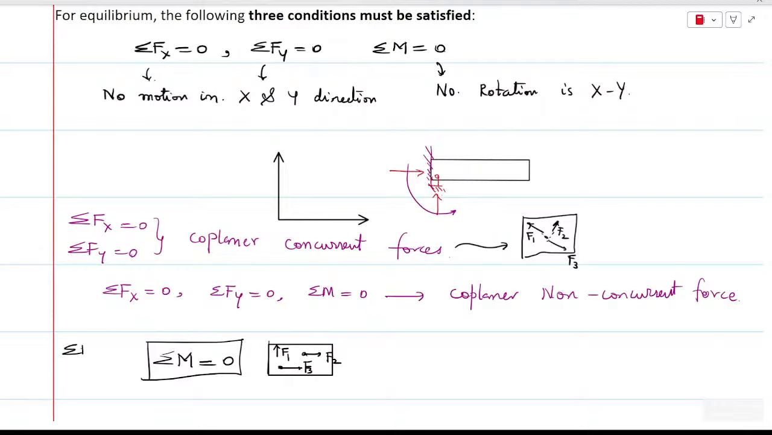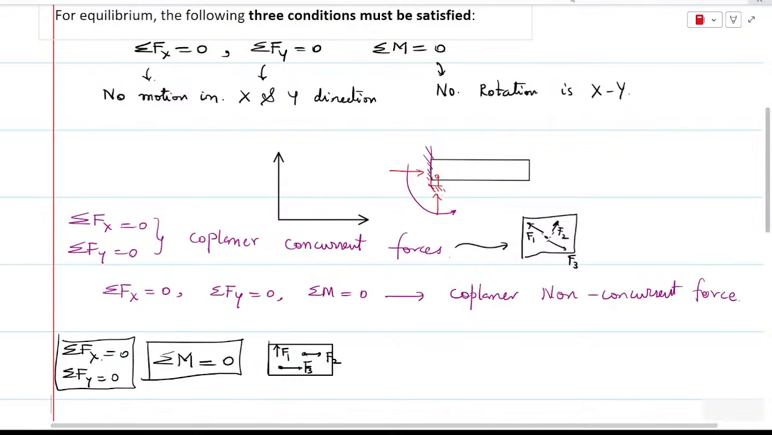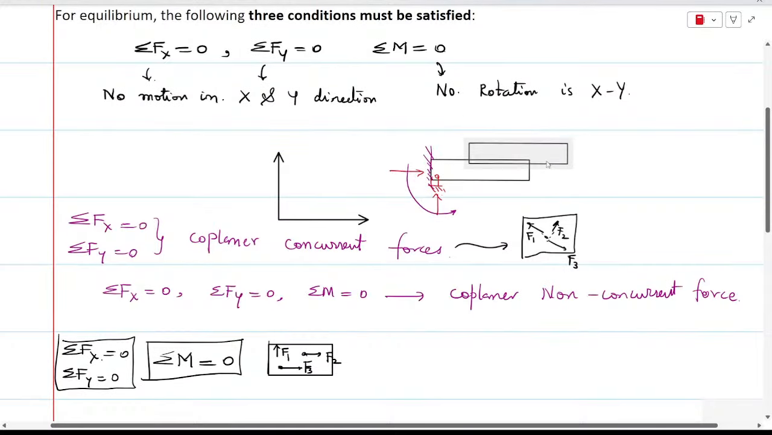And since the translation in x and translation in y, that is motion along x and motion along y, is also made 0, only then will the body be at rest. So translation should not be permitted, in x as well as in y, and rotation also is not to be permitted.